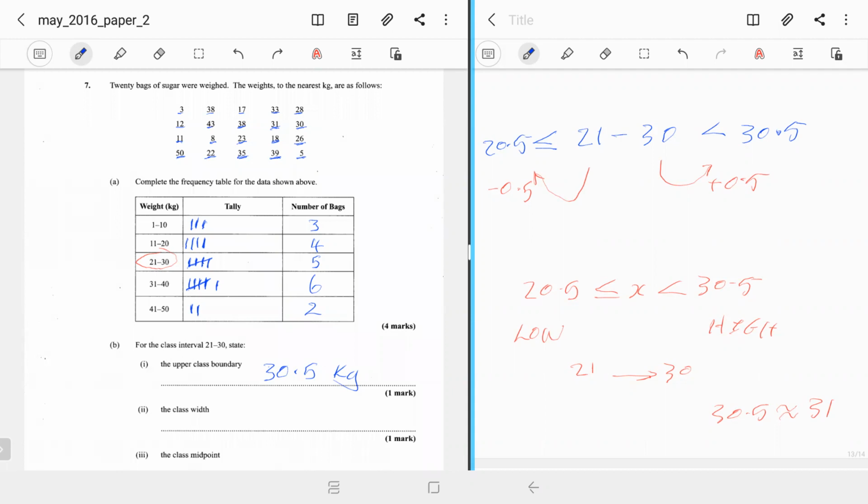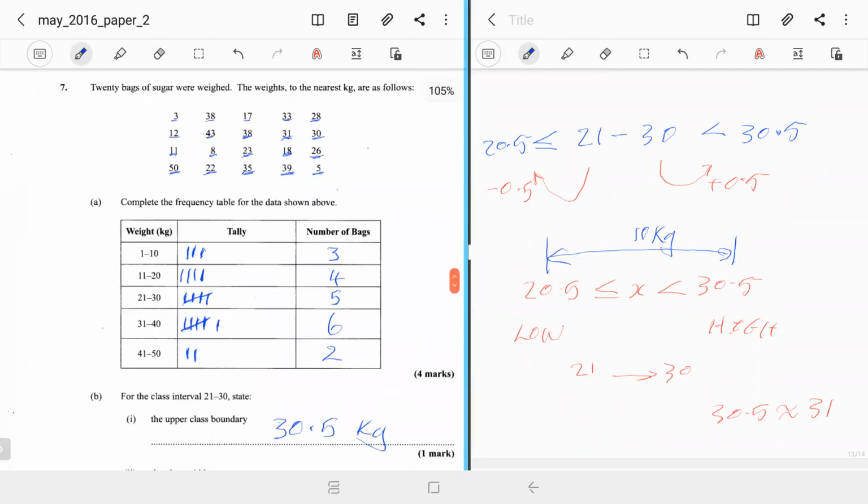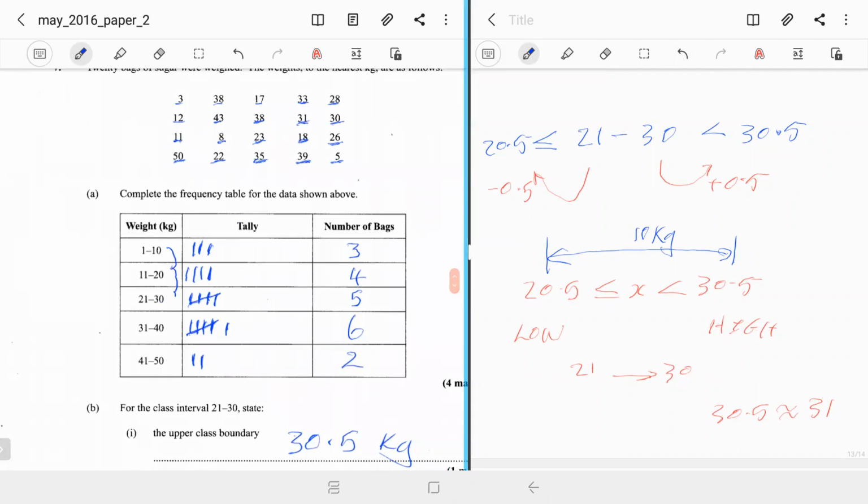The class width is the distance between this value and this value. How wide are the values that can fit in the class? Values in the class can fit between 20.5 and 30.5. So that class width is 10 kilograms. That's how wide values in the class can go. You can also know by observing that these upper limits are going up by 10, and this lower limit is going up by 10. So everything is symmetrically 10.